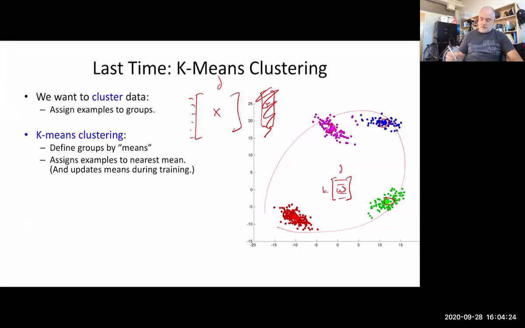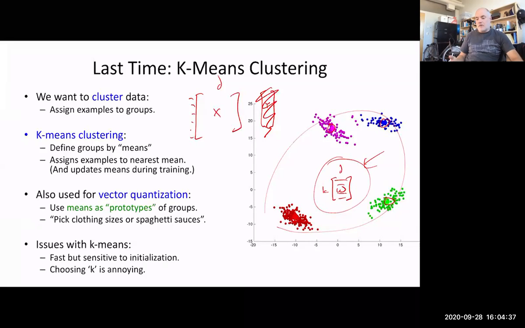So let's be clear. All you need are these means, and the rest of the data items can be assigned to these means by just computing distances. So we don't need to keep the data around, just keep the means around. And you can think about these means as representing the data as well. We talked a little bit about vector quantization, where we use the means as prototypes for the groups, and you can think about this as a lossy compressor or whatever.